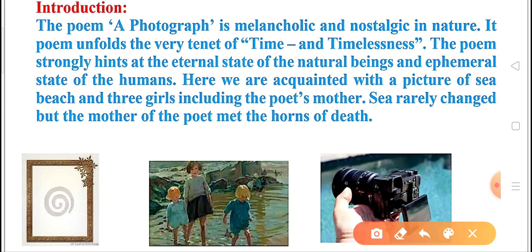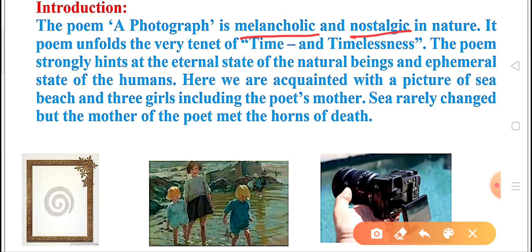Now we'll see the introduction part of the poem. So the poem is melancholic and nostalgic in nature. Melancholic, that causes sorrow and sadness, and nostalgic, that brings pleasant memories of past life. So we'll see how the poem that talks about the pleasant moments of life causes sadness in the poet.